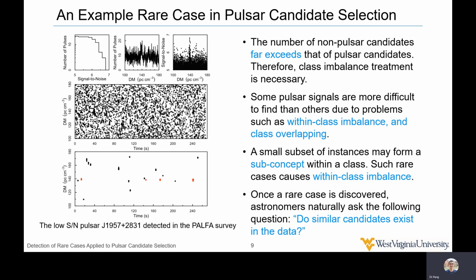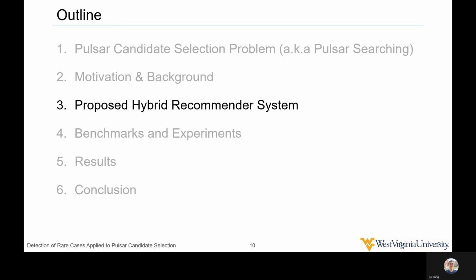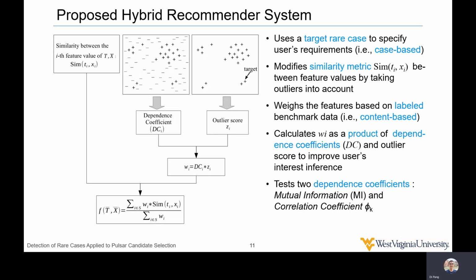On the other hand, astronomers are oftentimes more interested in rare cases. Once a rare case as this is discovered, as it often contains more information, astronomers tend to ask the following question: do similar candidates exist in the data? To answer this question, we present our hybrid recommender system.